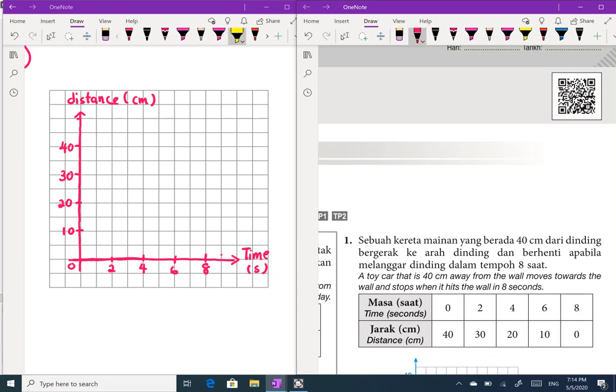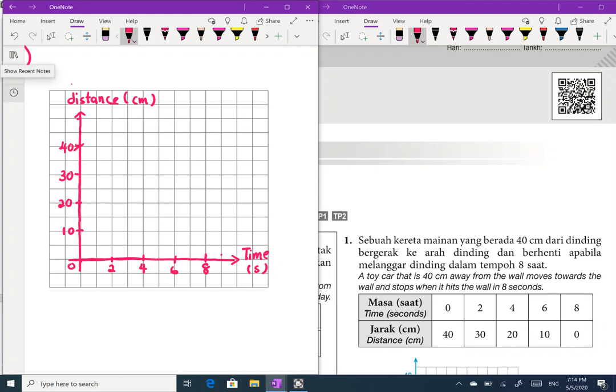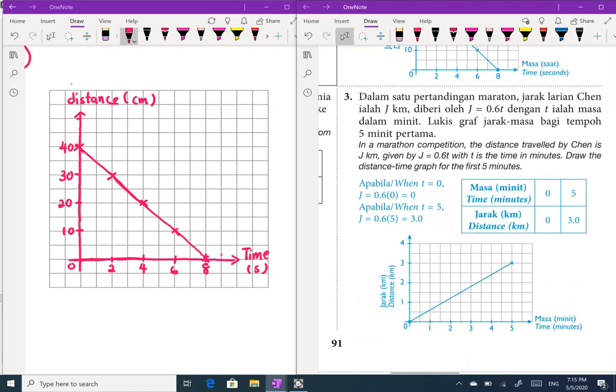So I point when time is 0, 当时间是零的时候，your distance, 这里是 distance, is 40. When your time is 2, 当你的时间是两秒的时候，your distance is 30. When time is 4, 当它是4的时候, your distance is 20. When 6, your distance is 10, when 8 is 0. So we just use a ruler, 用一把尺, connect all the points, the straight line. 所以这个就是我们这样子画那一个 graph.